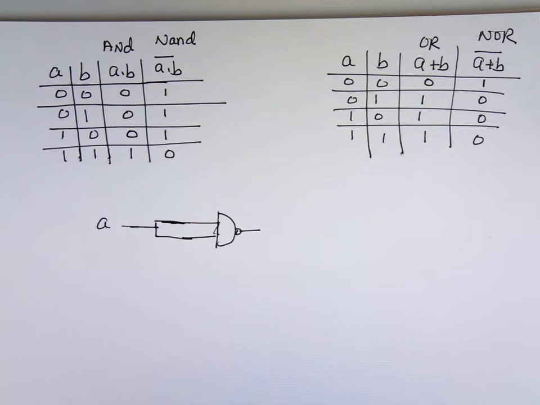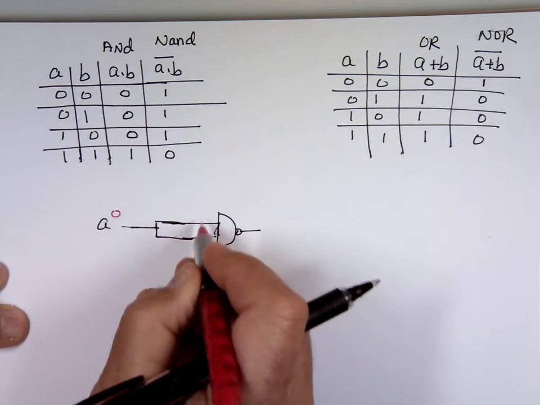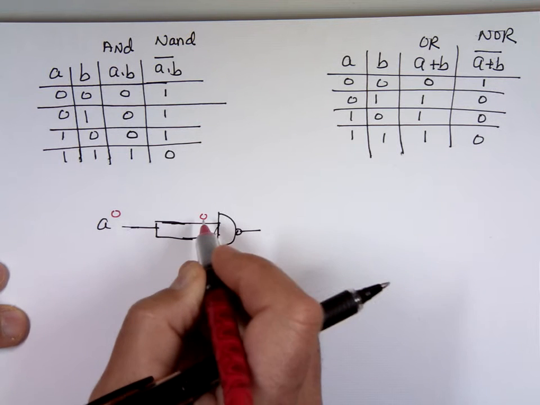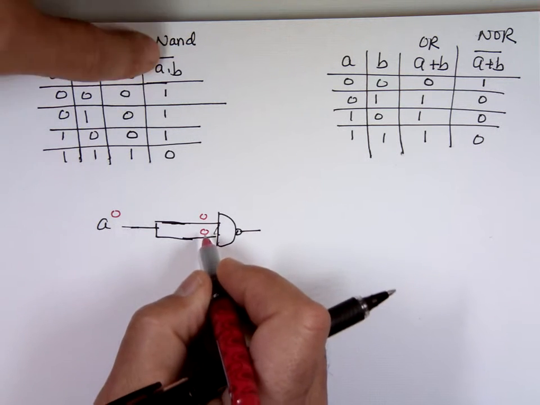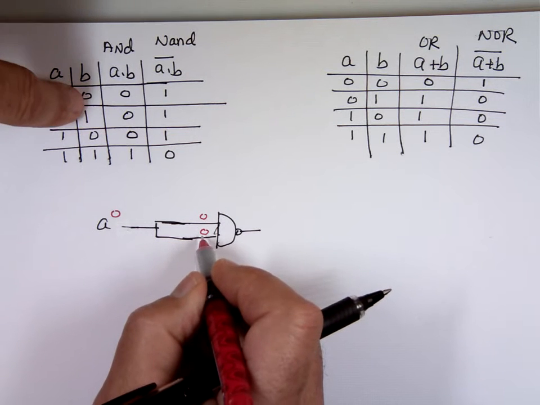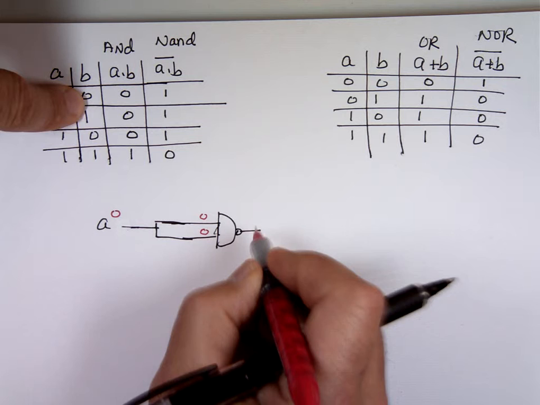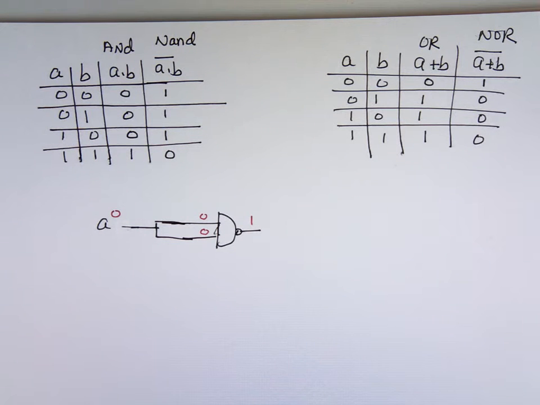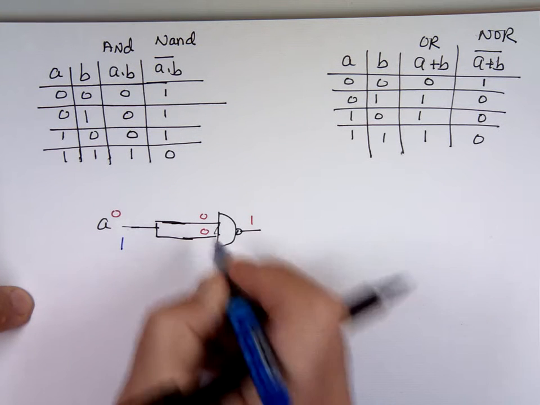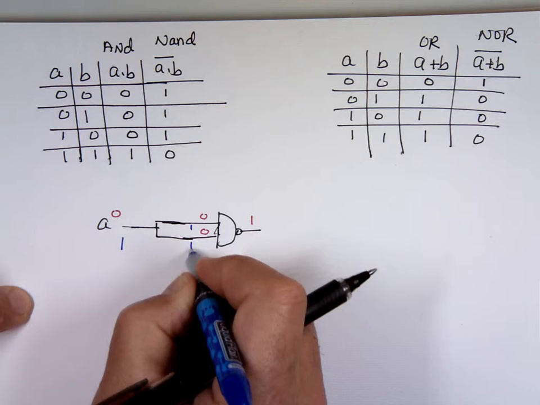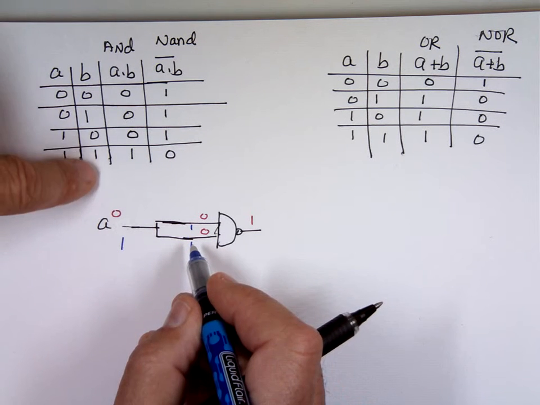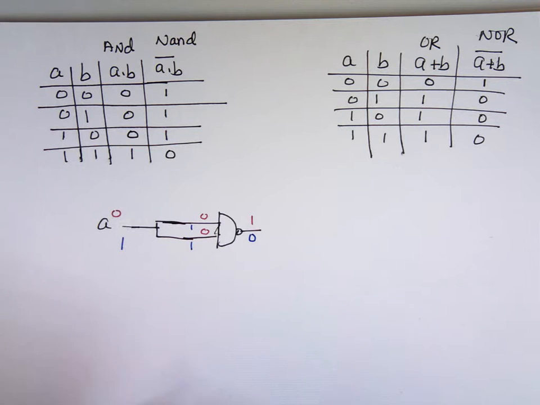Let's see what will happen. When A is 0, let me start with the 0. You have a 0 and a 0 here. This is the NAND. What is 0 NAND 0? That'll give me 1. Okay. What about if it's a 1? This will be a 1 and a 1. What is 1 NAND 1? 0. So I can make a NOT gate out of a NAND gate by taking both inputs and connecting them together.